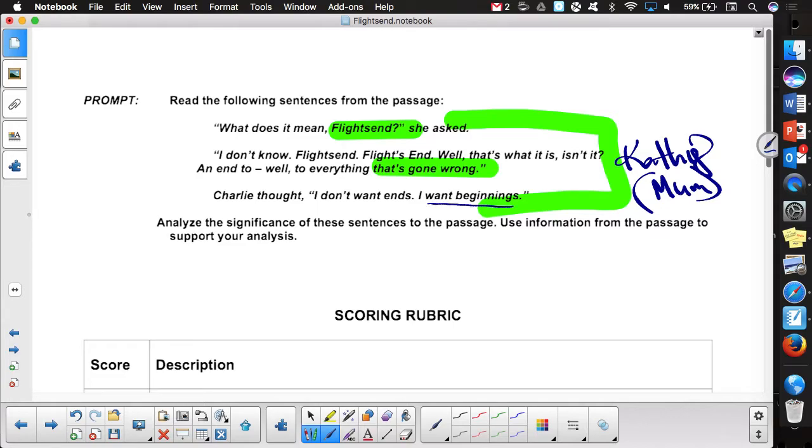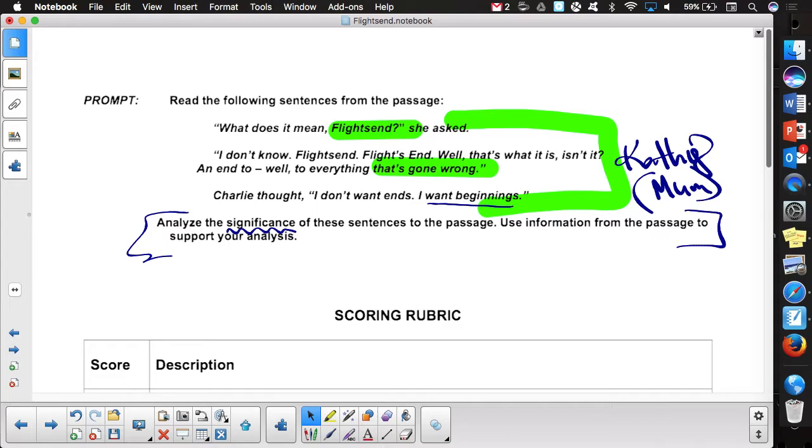Analyze the significance of these sentences to the passage. Use the information from the passage to support your analysis. So this is kind of a general term that it uses here. Why is this a significant conversation? Not looking for you to write anything down yet. Why is it a significant conversation to understanding the passage, with the conversation between Kathy and Charlie? Why is it important for us? Because it shows what, like, they both want. Conflict. Yeah.